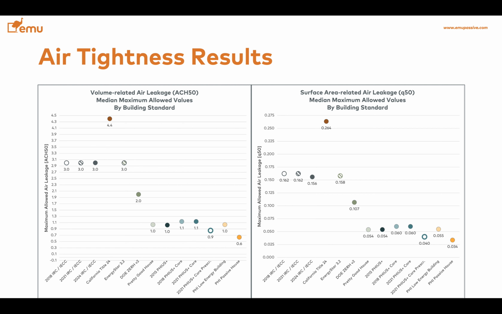This is not about talking which one we should be using, surface area or volume related. This is comparing the standards across the board with the same metric. So with surface related metric, PHI's passive house is the most stringent with 0.034 average cubic feet per minute per square foot. And you can see that the second most stringent is FUSE prescriptive, because FUSE prescriptive requirements are more stringent than the regular FUSE.